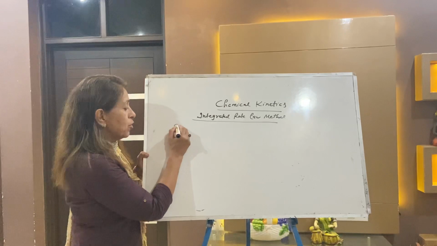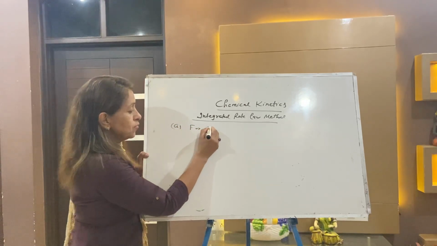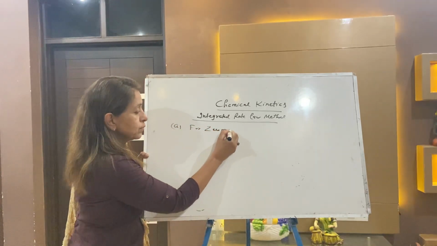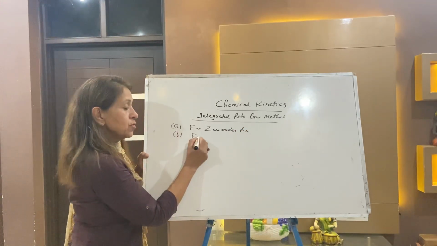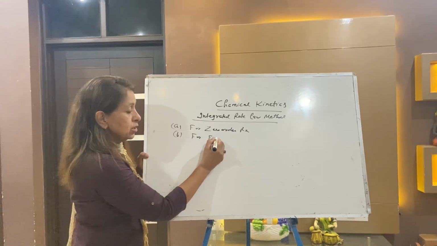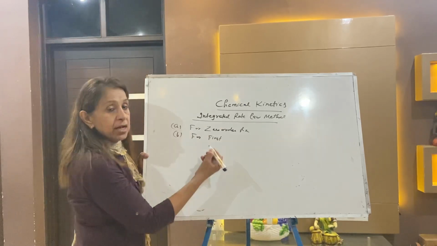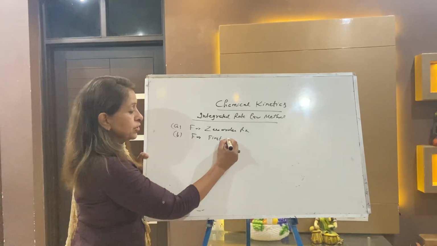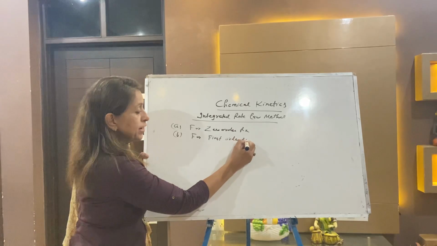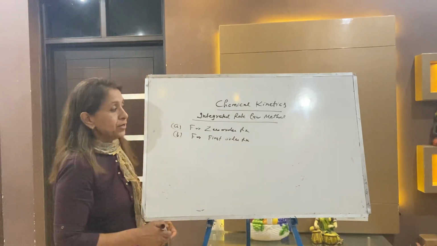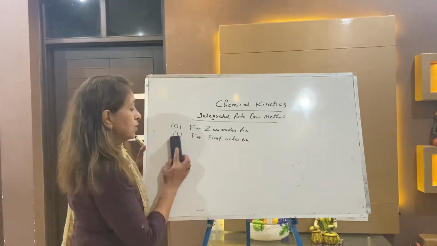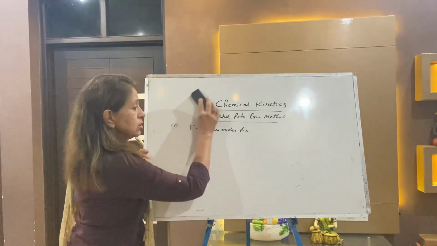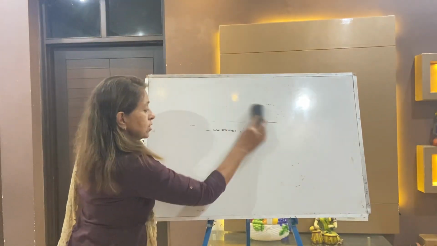First for zero order reaction, and the second part is for first order reaction. First of all, we will do the derivation, and after that we will take the numericals for first order reaction. Write down the derivation for the integrated rate law method in a zero order reaction. Start the derivation.